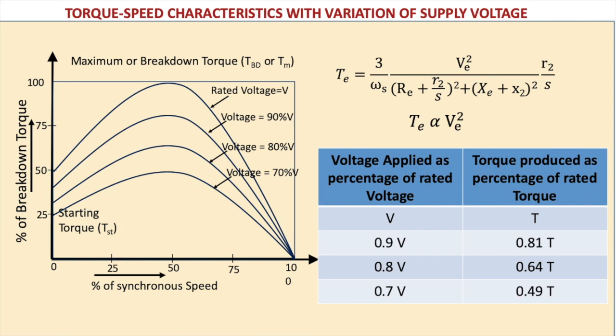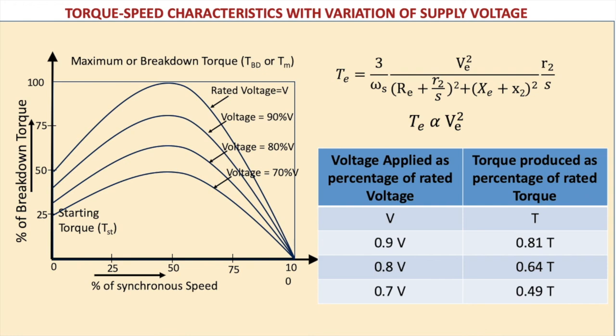From the equation you can see that the torque is proportional to the effective voltage squared. So if the effective voltage is reduced by only 10%, that is the voltage is 90% instead of 100%, the torque developed reduces to 81% of the maximum torque, because it is the square of the voltage variation. If the voltage is reduced to 80%, the torque reduces by 36% and the actual torque produced is just 64% of the torque that can be produced by the motor.